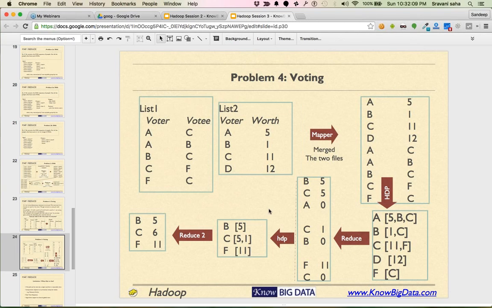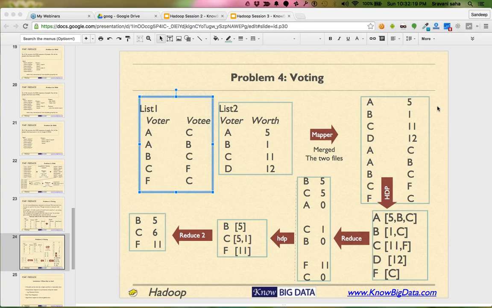All right. Any questions on this right now? So there are two different MapReduce phases. In one, we first join the two tables so that we get the values. Basically, we did a worth lookup. By joining on voter, we did a lookup of worth. And then in the second one, we grouped by the votee and accumulated, summed up or aggregated the worth of the votee.